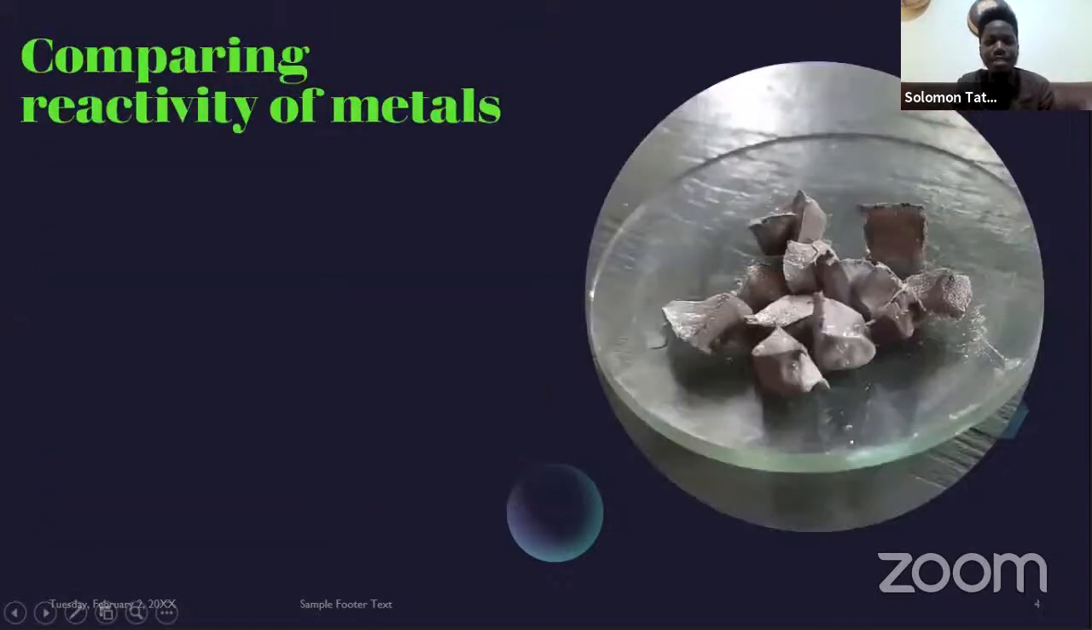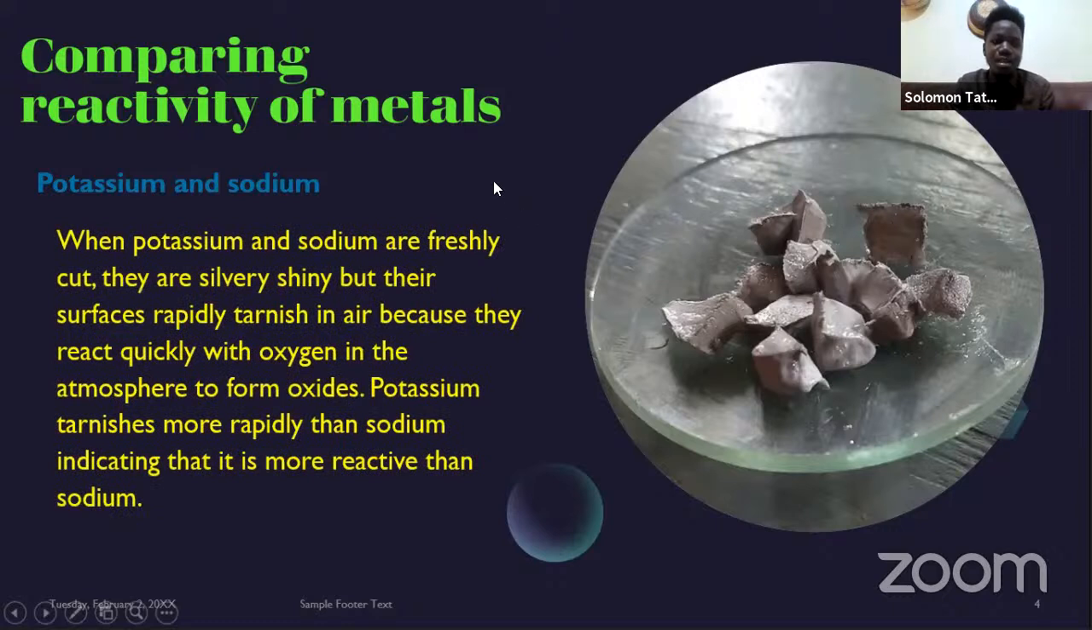Comparing reactivity of metals. Okay. So let's start with potassium and sodium. When potassium and sodium are freshly cut, remember these are soft metals. So when we say freshly cut, don't be surprised. Group 1 metals are very soft. You can cut them with a knife, okay?